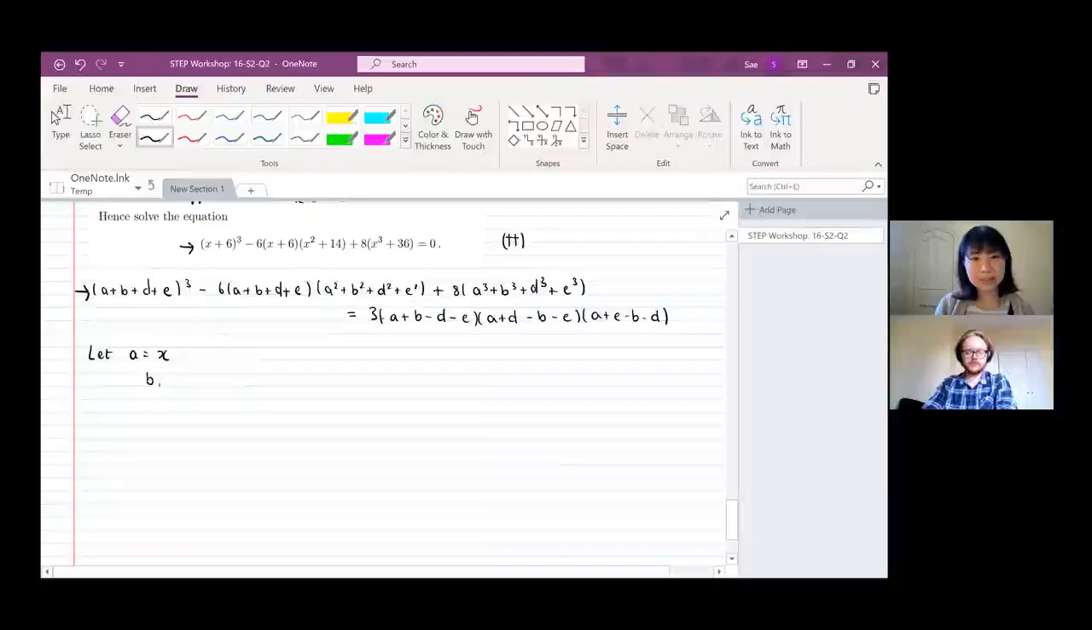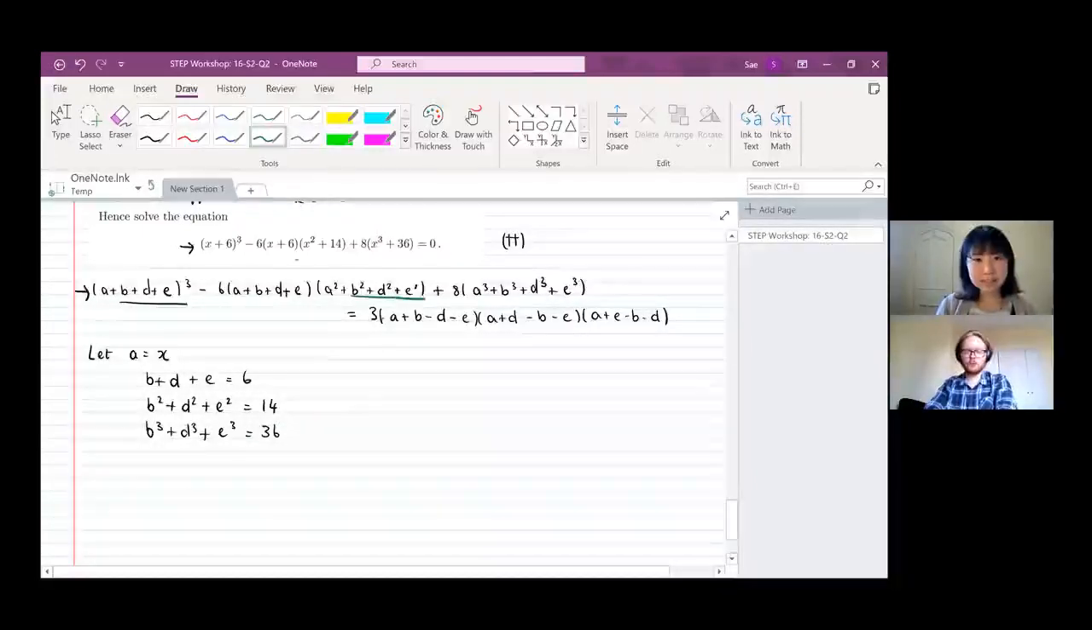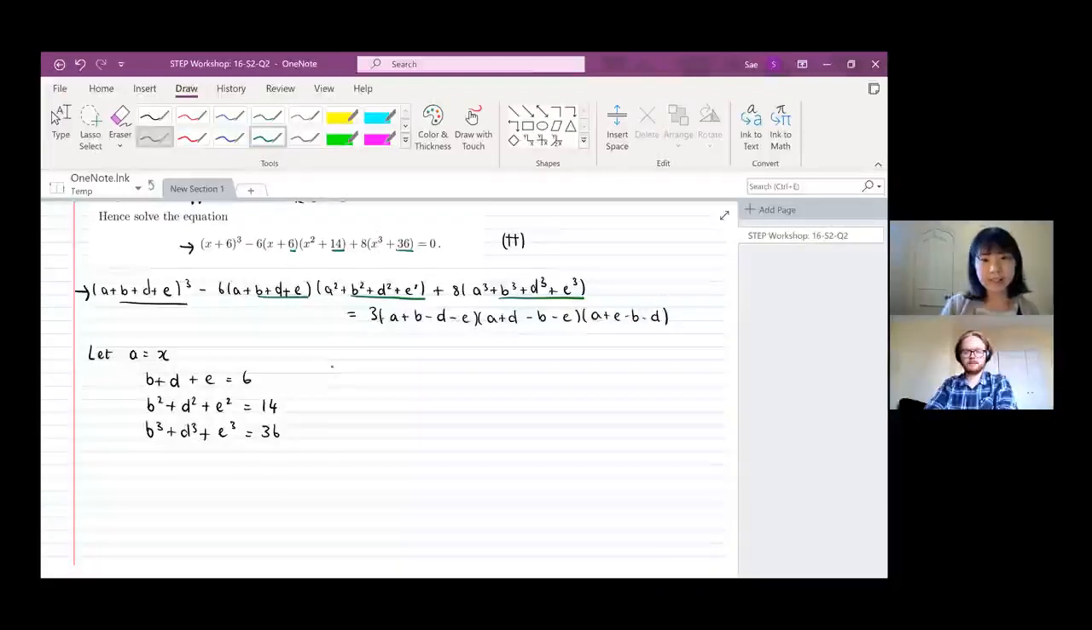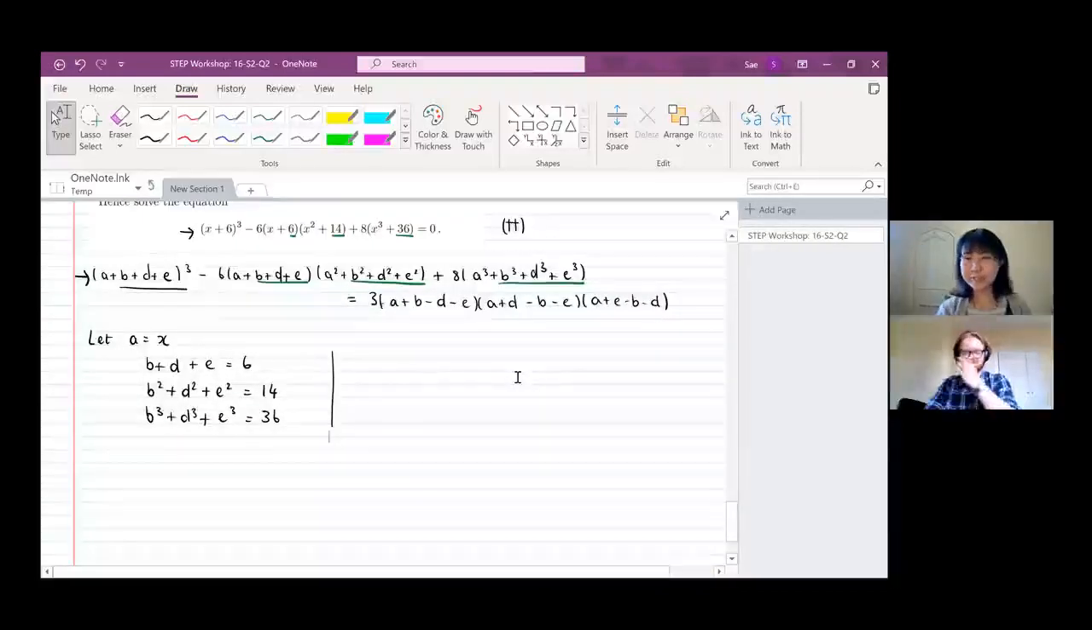And then we want the remaining B plus D plus E equals 6. Someone is ahead of me, but let's do this. B squared plus D squared plus E squared is equal to 14, and then B cubed plus D cubed plus E cubed is equal to 36. So that comes from equating this bit with this bit, this bit, this bit, and of course this bit with this bit. And somebody has already suggested what B, D, and E could be, but I think not everyone is that quick.